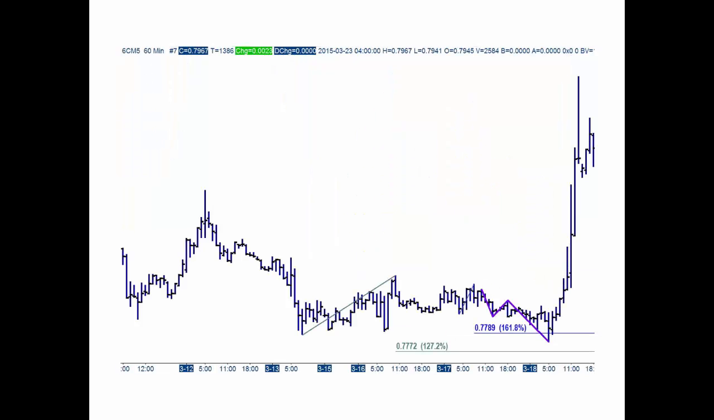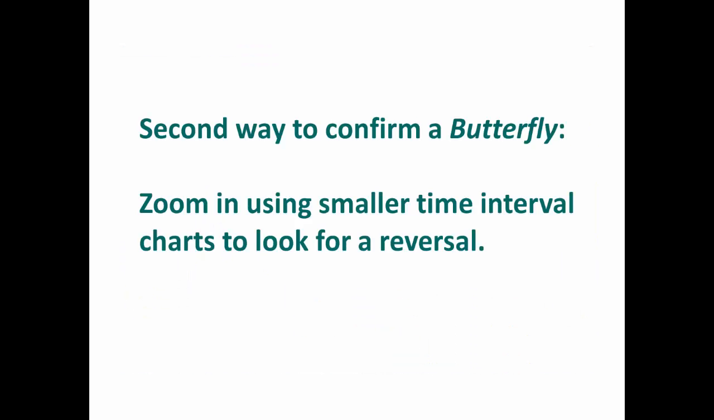But look, there's another supporting structure here to help it out even more. As I zoom out, notice this huge bounce to the upside. This was the Canadian dollar reacting to the FOMC announcement back in March. Let's talk about the second way to confirm a butterfly. Zoom in using smaller time interval charts to look for a reversal as confirmation.